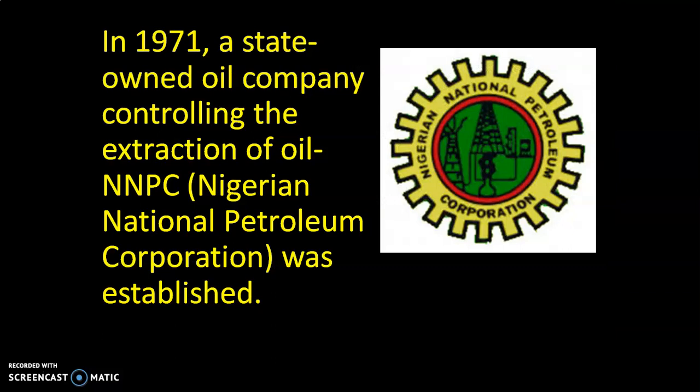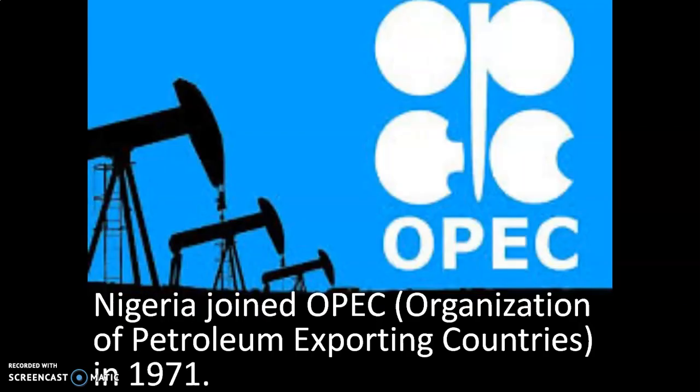In 1971, a state-owned oil company controlling the extraction of oil, that is NNPC. NNPC means Nigerian National Petroleum Corporation. In 1971, NNPC was established. That was the year NNPC was established.